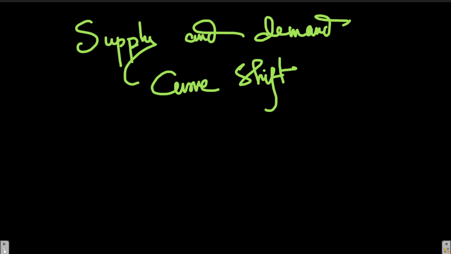So the expectation is that it will give us clarity on what happens if there are multiple forces operating on the supply and the demand curve. So let me write down what are the possible shifts that we can have. Let's say first I write down the supply curve.